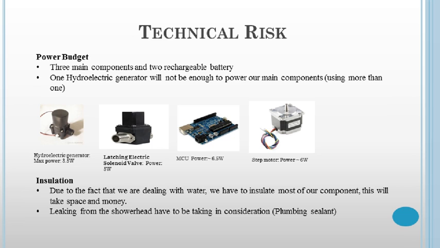Our second issue right now is the insulation. Right now we are in the phase of testing every single component, and then we're going to put our whole system together. And if everything works perfectly, we're going to start worrying about insulation. Due to the fact that we're dealing with water, we have to insulate most of our components. This will take space and money. Also, we're thinking of putting a little step motor inside our shower head to rotate it, so we have to take into consideration leakage coming out from there. We are thinking right now to use some plumbing sealing to stop that leakage.